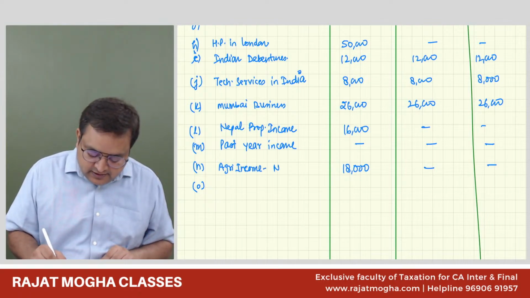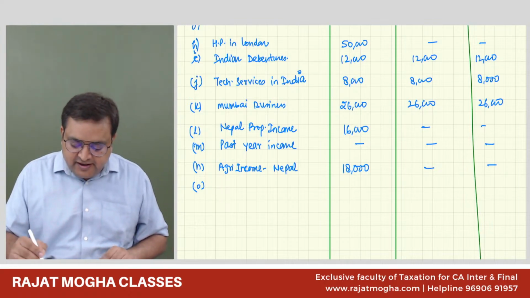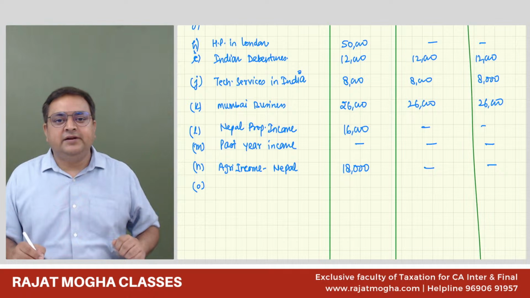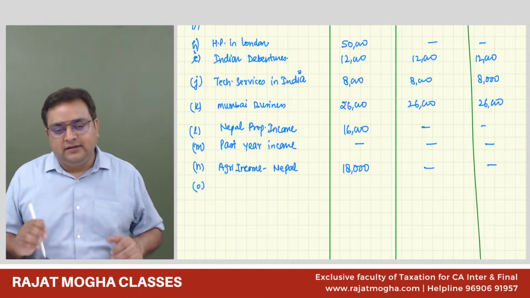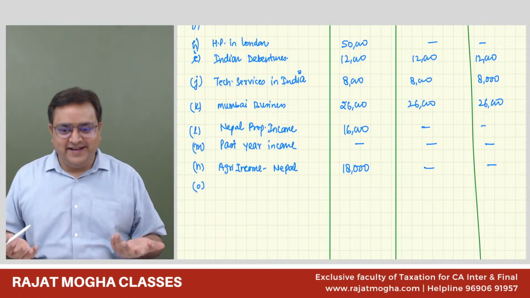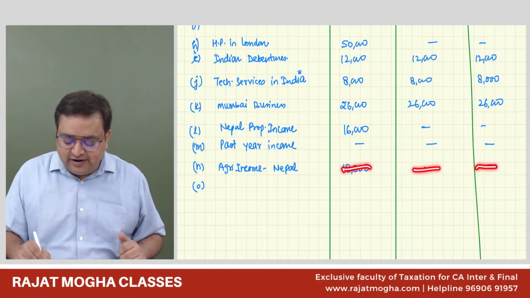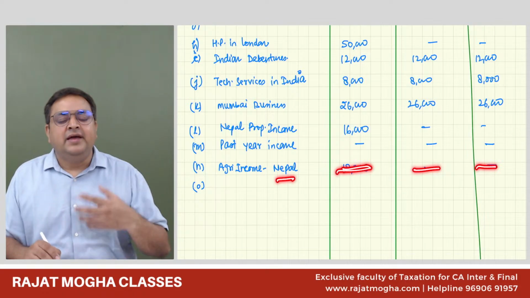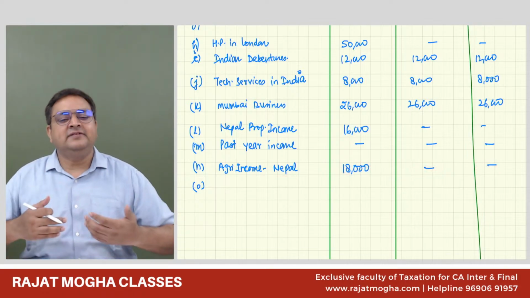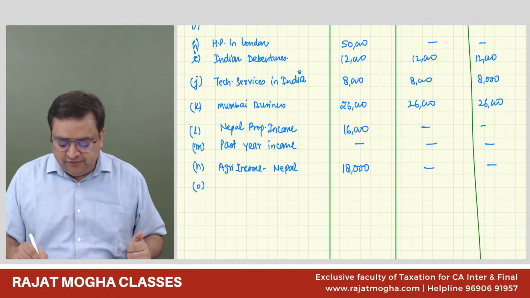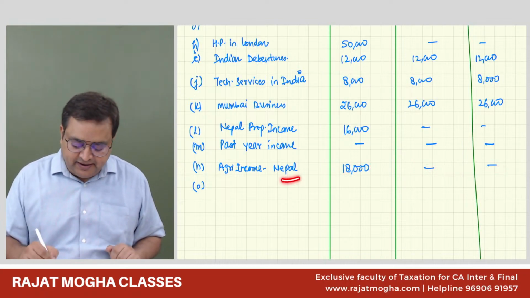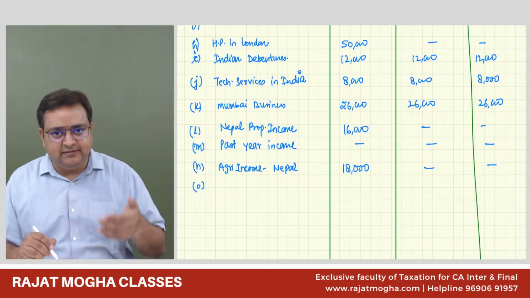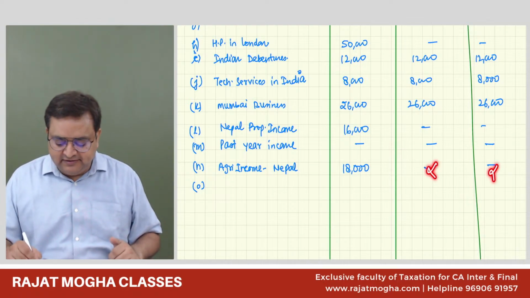So this is agriculture income from Nepal. Guys, if this would have been not Nepal, it would have been Nagpur, anywhere in India, then what you would have done? Then agriculture income from India is exempt, correct? So it would have been 0, 0, 0 for everybody, because any income which is exempt, exempt means exempt for everyone. But it is Nepal, so agriculture income can be taxable, but only in this case.